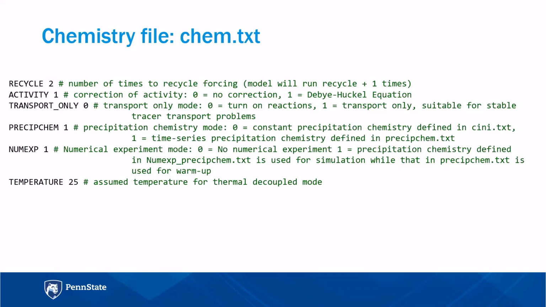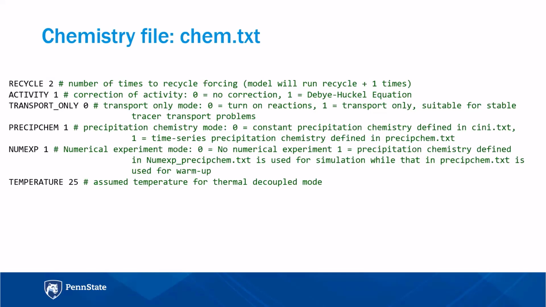Next, the numerical experiment, or num-exp line, is set to 1, so we need to include separate numerical experiment files for the precipitation chemistry as well as the HBV results file. And so in this example, I'm just going to copy the same contents of the precip chem and results files to the numerical experiment equivalent files. And that way, I'm just going to look at one period of the simulation in the numerical experiment results file instead of going through the 3 recycle periods in the regular results file.